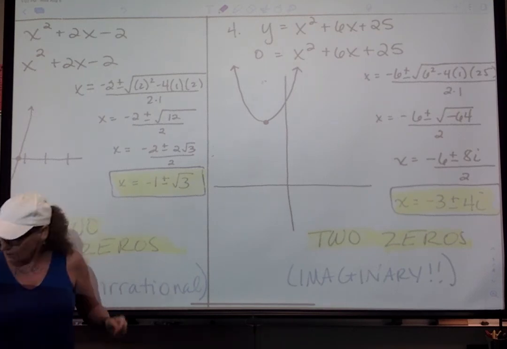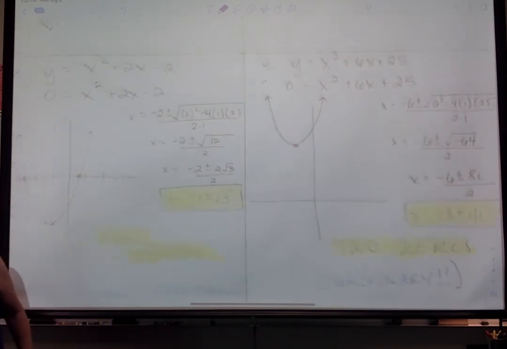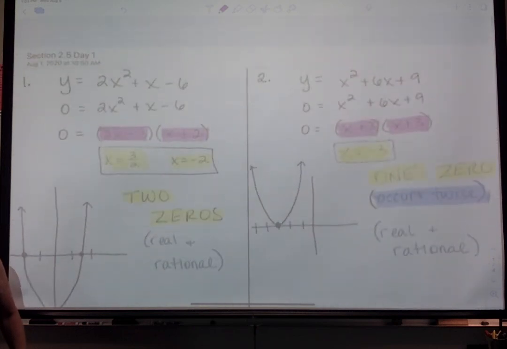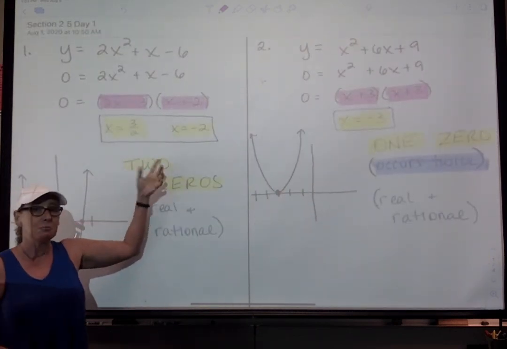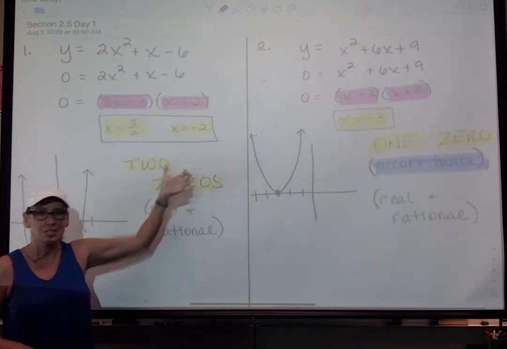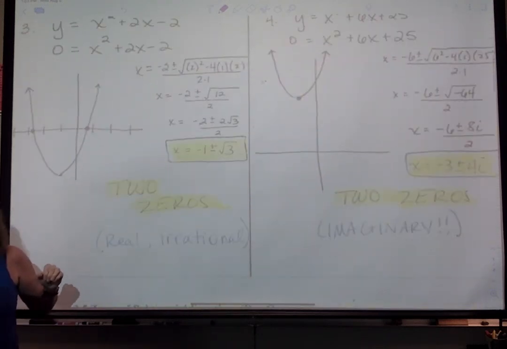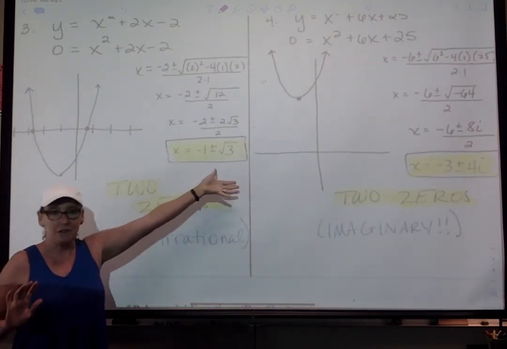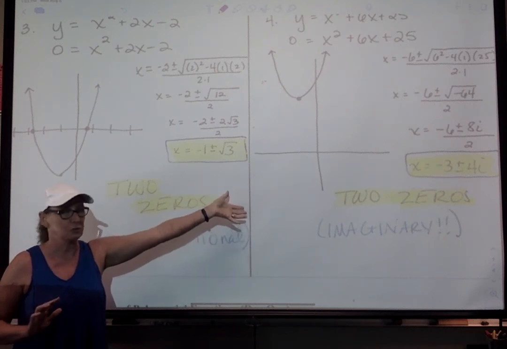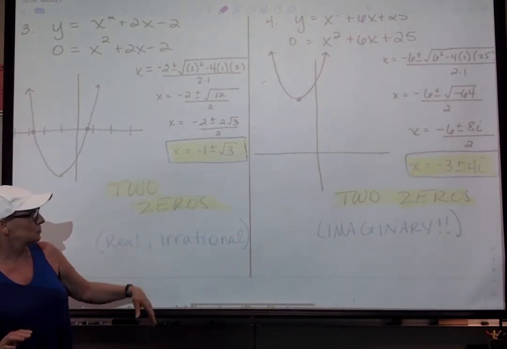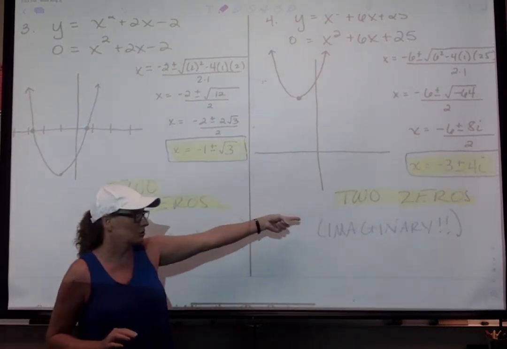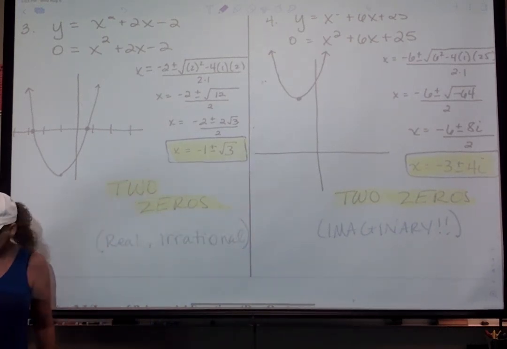Hopefully that makes sense. Also, notice that up here I highlighted our factors in pink. That's what I've been using for factors. And down here, there are no factors. They're not factorable, because these solutions were irrational and those solutions were imaginary.